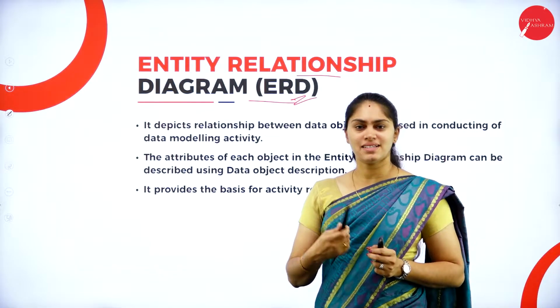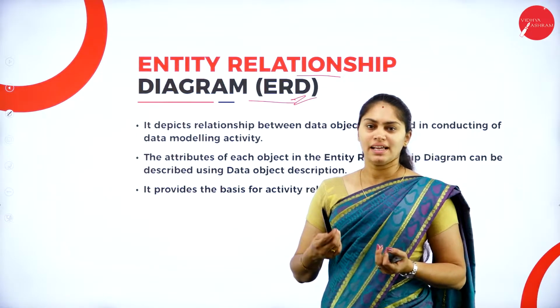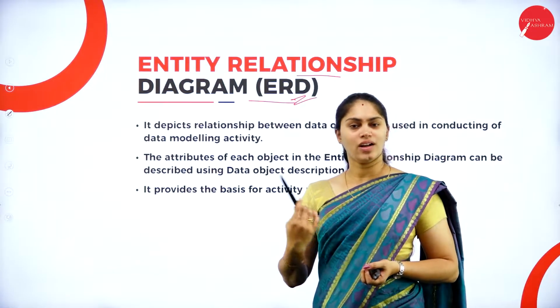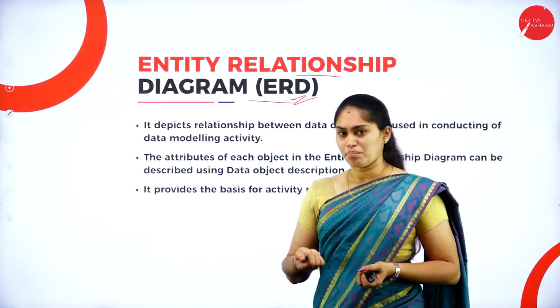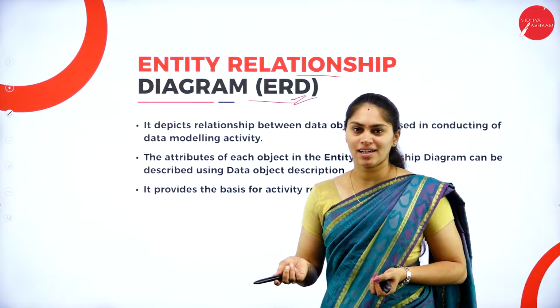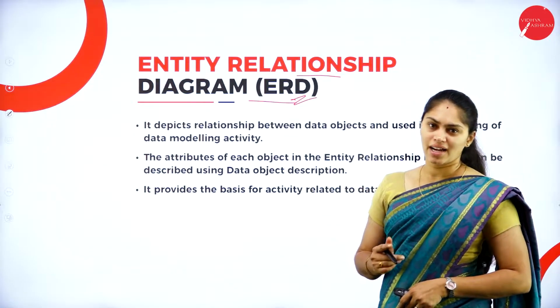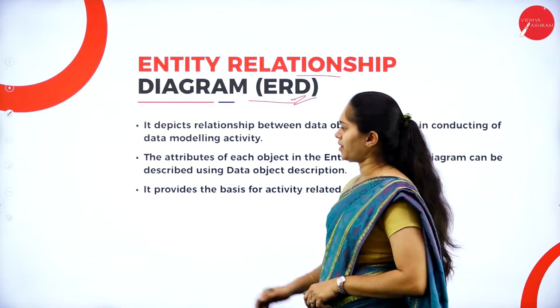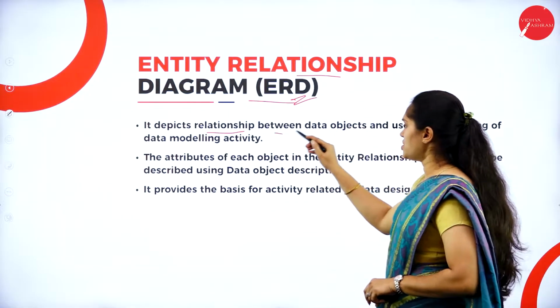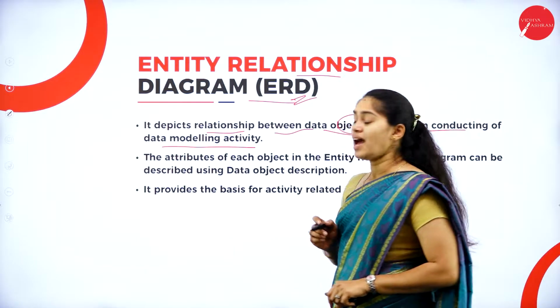So all those are its attributes, right? With the help of that characteristic, we can easily understand this is an entity or an object. Then when we are representing this entity, and how one entity is related to another entity, with the help of a diagram, we call it an ERD or entity relationship diagram. Mainly it depicts the relationship between the data objects and is used in conducting the data modeling activity.